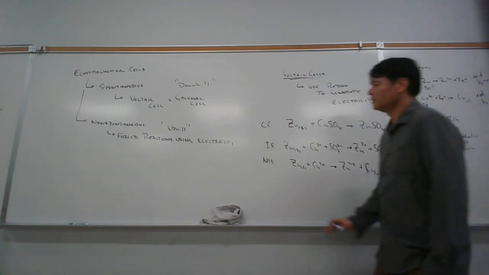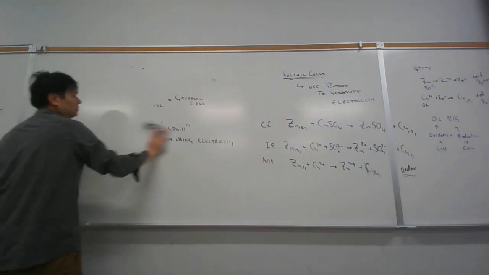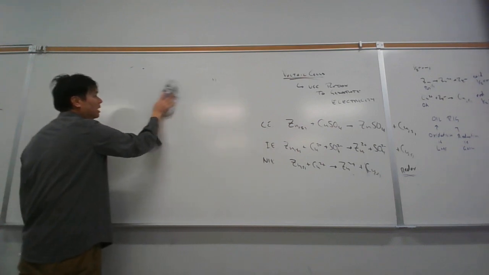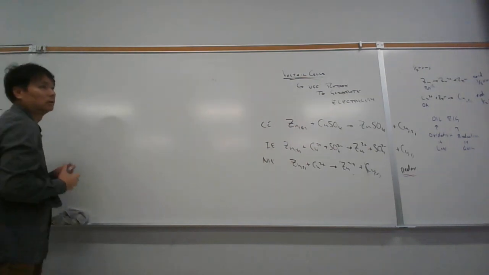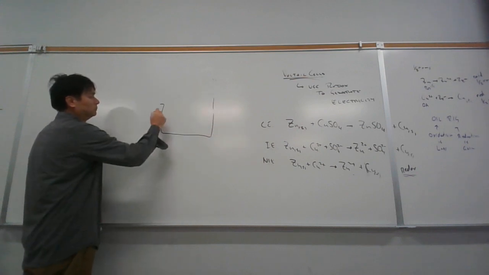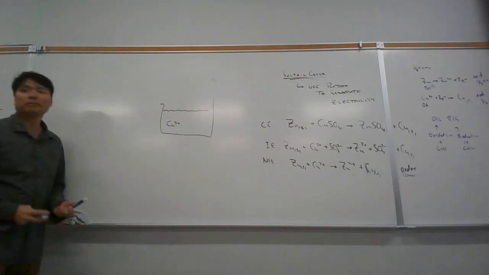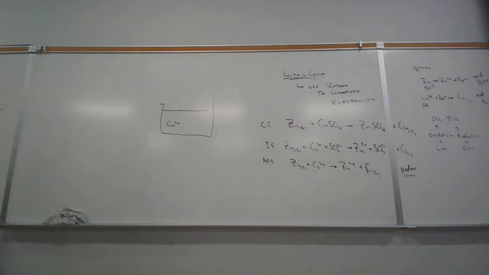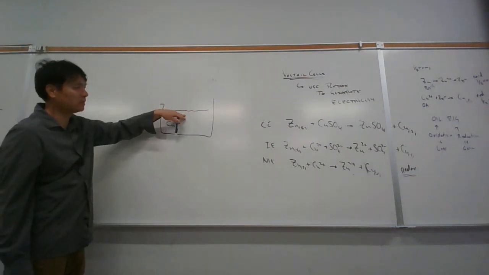In a voltaic cell, what we do is we separate the oxidizer from the reducer. So we'll put the oxidizer in one beaker and the reducer in another beaker. And so, who's the oxidizer? Copper 2. So we want copper 2 to take the electrons. The oxidizer takes the electrons. But if we put the zinc in here, the copper 2 will take the electrons directly from the zinc.